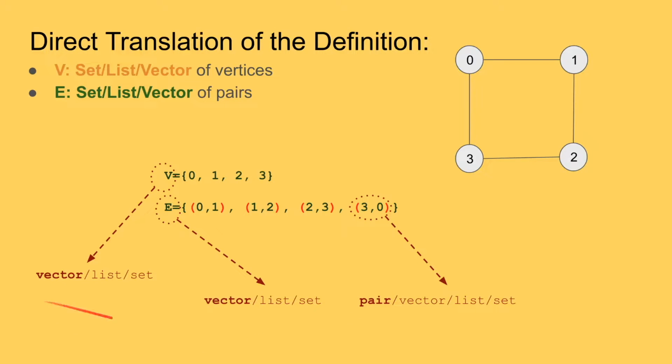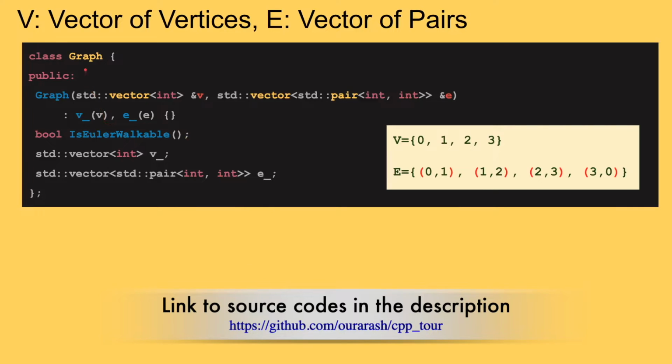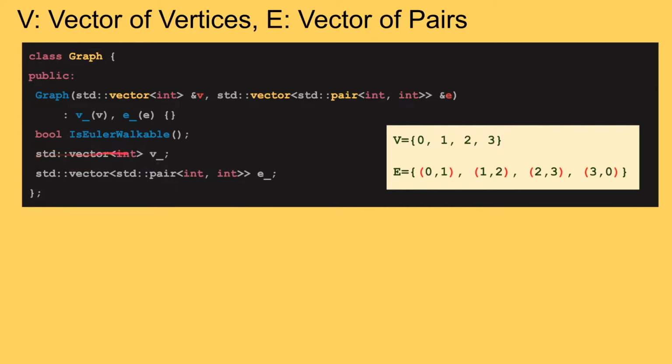Now that we picked these options, your graph can be a simple class that has one vector representing the vertices, one vector whose items are pairs of integers representing your edges. Your constructor takes two parameters, V and E, and initializes your member variables using the input parameters. And then we define a new function or a method that checks to see if this graph is Eulerian.